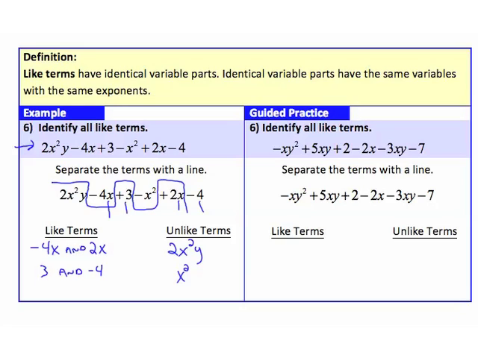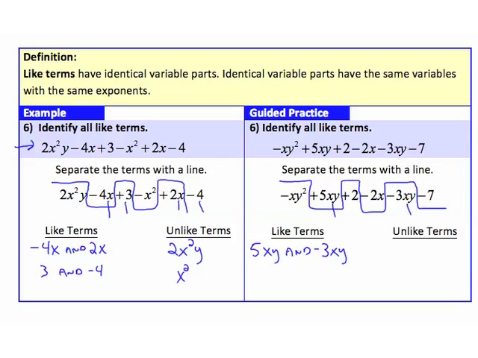Question 6. Identify all the like terms. Well, let's separate all these terms out with a line. So we will go through, making sure to include the sign in front of each term. Draw my lines there. Now, for like terms, we're looking for terms that have exactly the same variable parts. And I see right here, this has an xy variable part. This also has an xy variable part. So 5xy and negative 3xy, that's a pair of like terms.